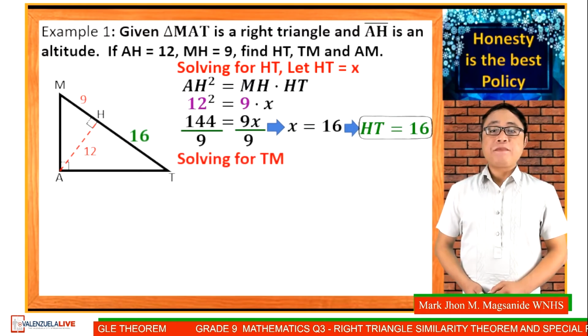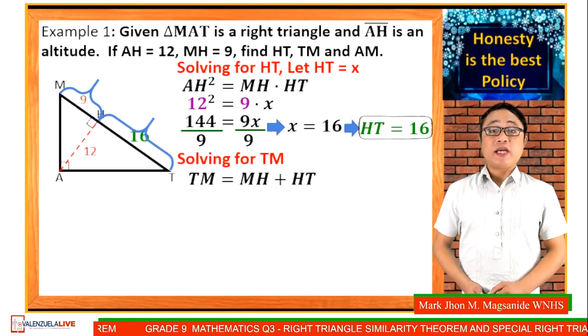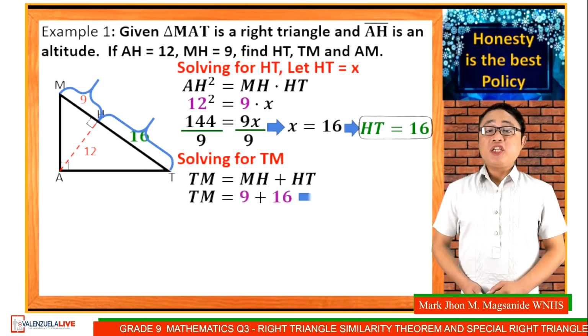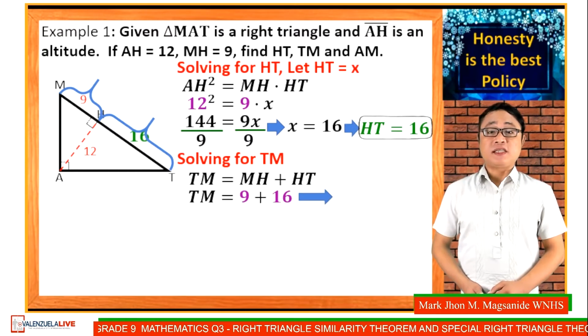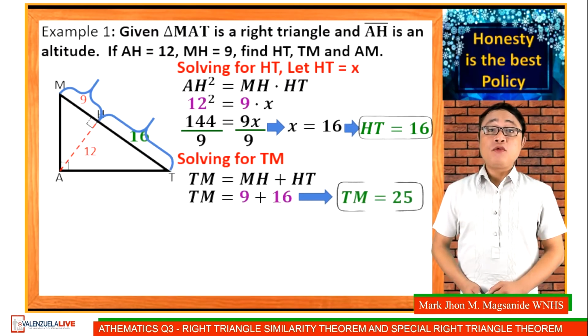Solving for TM, we simply add the length of MH and HT. MH is equal to 9 and HT is equal to 16. Hence, the length of TM is equal to 25.